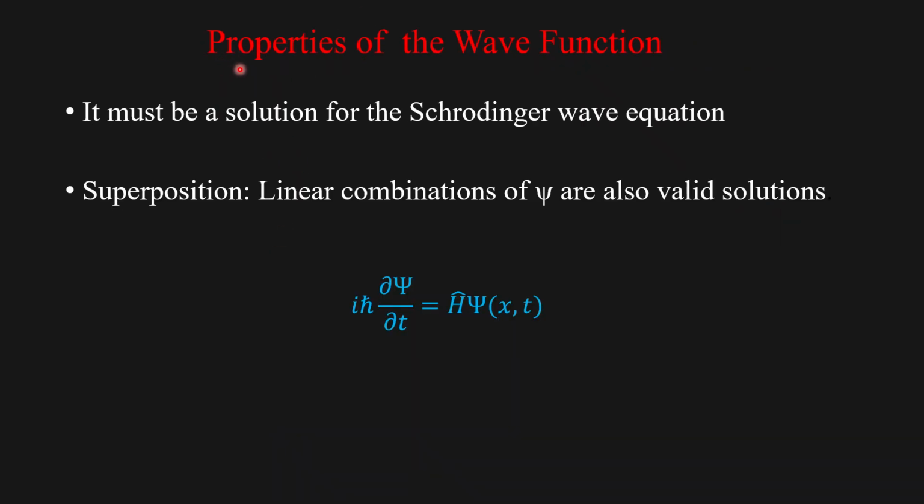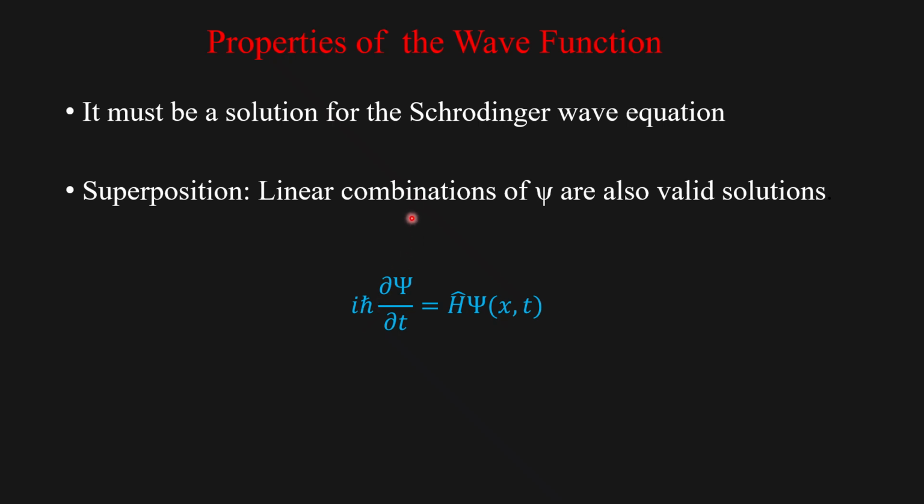Now we will see some of the important properties of the wave function. First, the wave function must be a solution of the Schrödinger wave equation. That is the foremost important point. So it must be the solution to this Schrödinger time dependent equation. I will come to it later. Superposition, that is linear combination: if psi is the solution to this Schrödinger wave equation, then any linear combination of psi is also a valid solution.